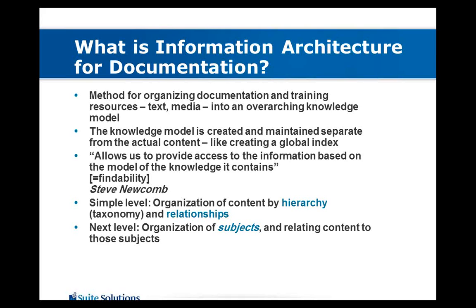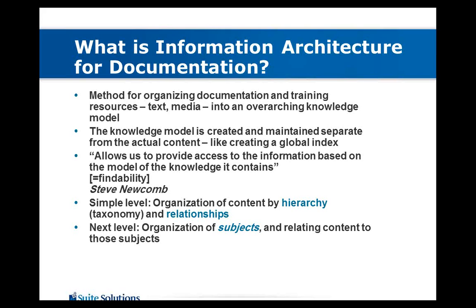A lot of us think of information architecture as defining what needs to be inside of a topic. Okay, what I'm going to be talking about now is really how we take all these topics and put them together in some kind of architecture. That's really the direction we're going with this talk. So information architecture can be a method of organizing documentation and resources into some kind of overarching knowledge model. Okay, that sounds pretty lofty. The knowledge model is created and maintained separate from the actual content, like a global index.